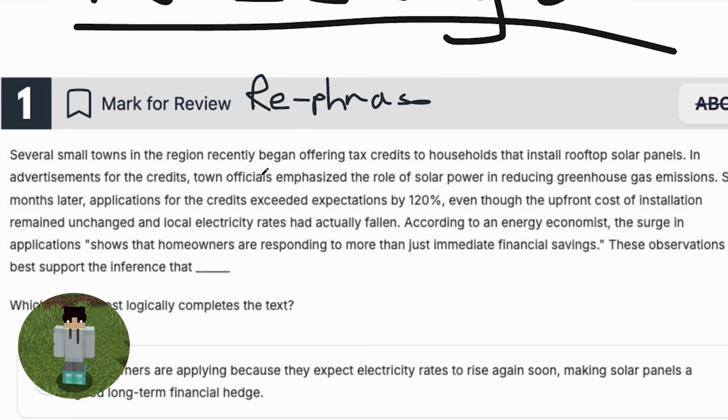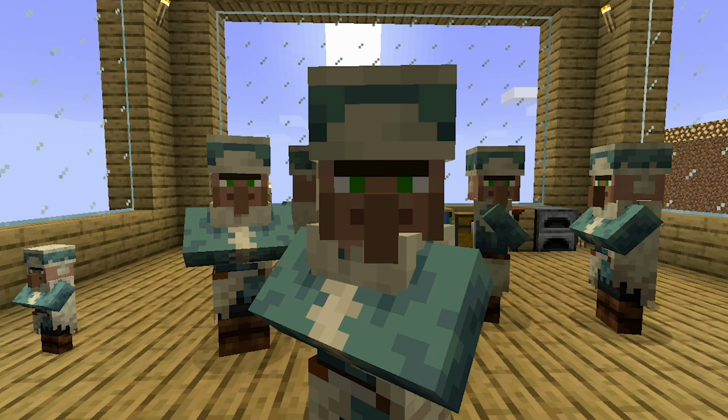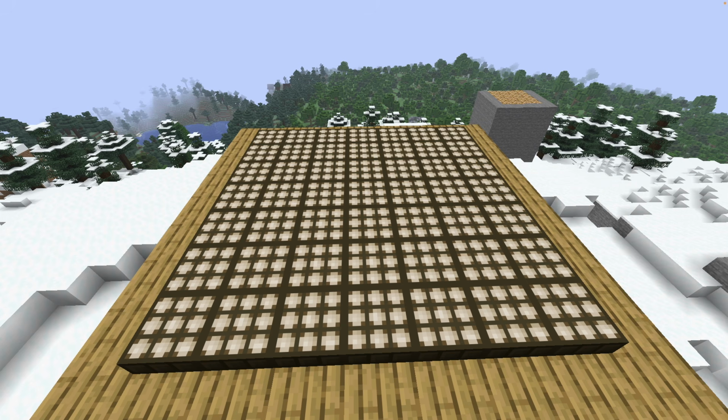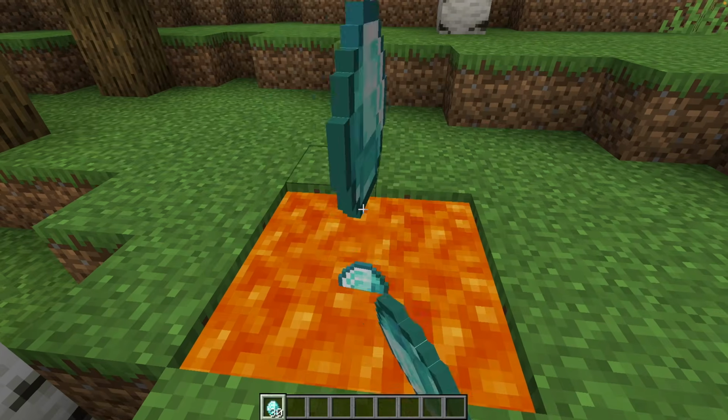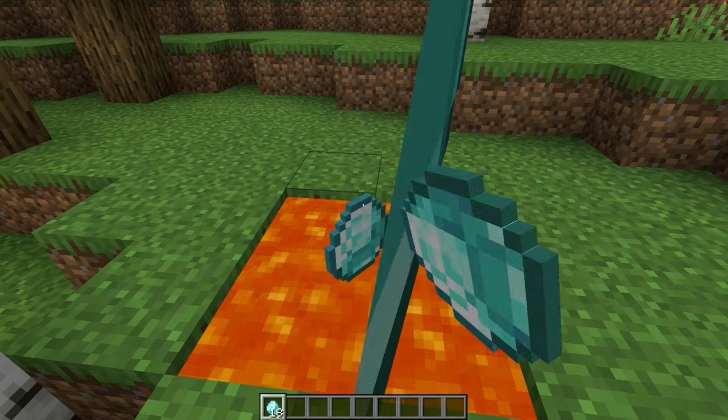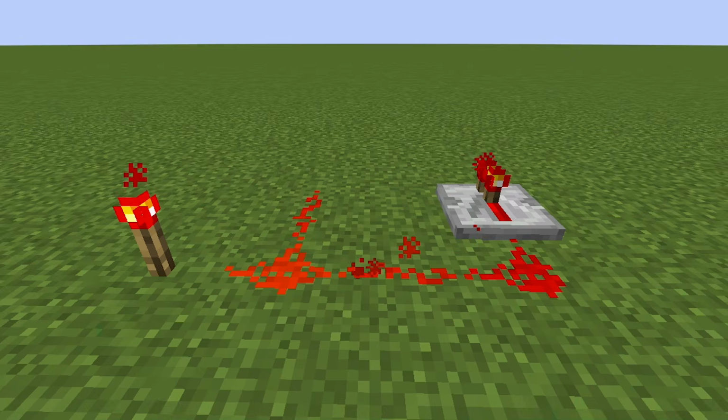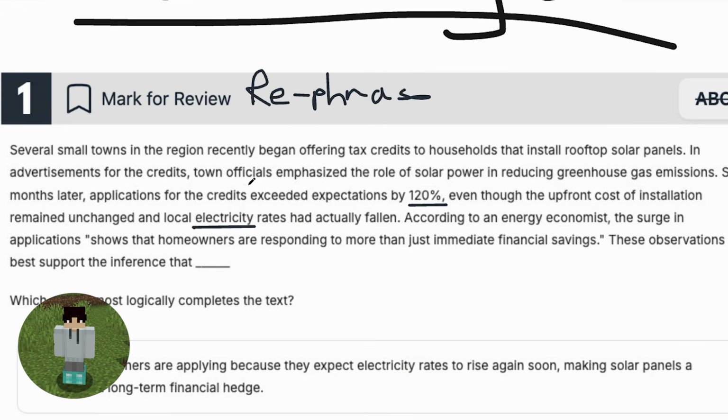6 months later, applications for the credits exceeded expectations by 120%, even though the upfront cost of installation remained unchanged and local electricity rates had actually fallen. So a ton of people really wanted these solar panels on their house, even more than expected, even though the price of them did not change, and actually it would be even cheaper to just pay for regular electricity. So there must be some kind of external reason.